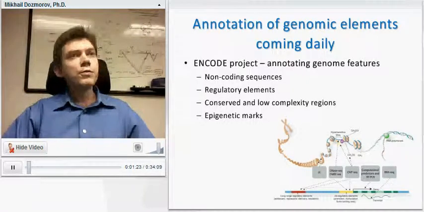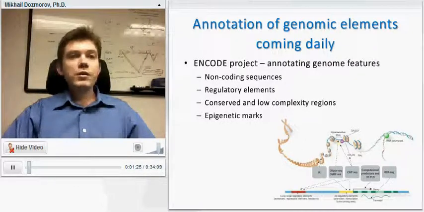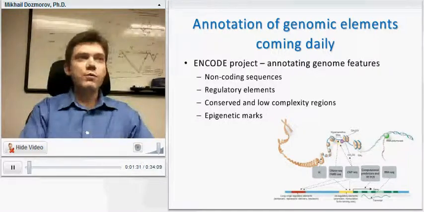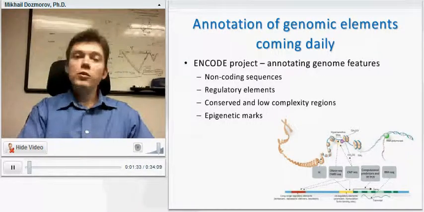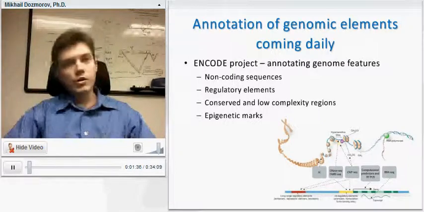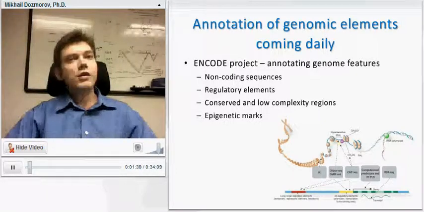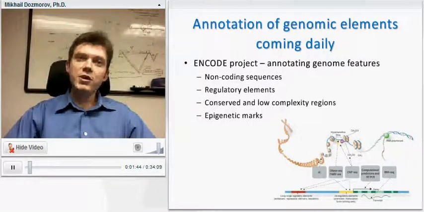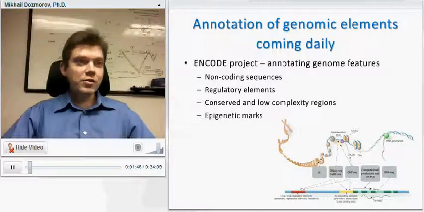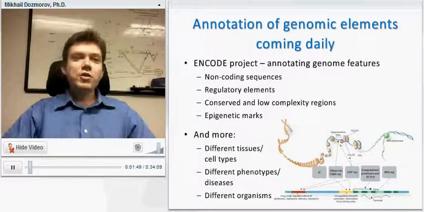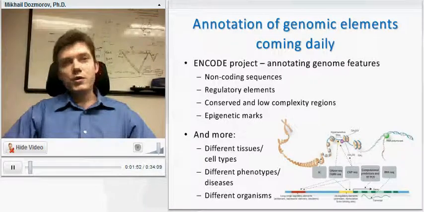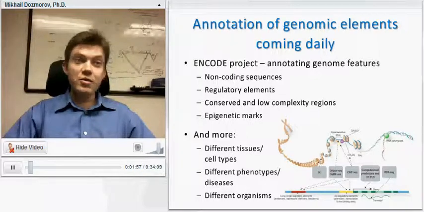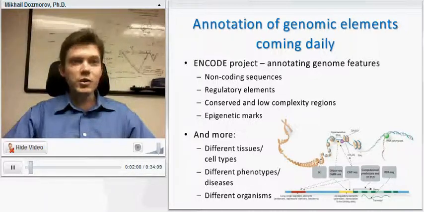And information about such genomic elements we can learn from different sources. The main source of genome annotation is the ENCODE project. ENCODE stands for Encyclopedia of DNA Elements, and the ENCODE project provides us with information about non-coding sequences, regulatory elements, conserved and low complexity regions, epigenetic marks. To add true complexity to this, the ENCODE project provides us with genome organization in different tissues and cell types, in different phenotypes and diseases, and in different organisms as well.